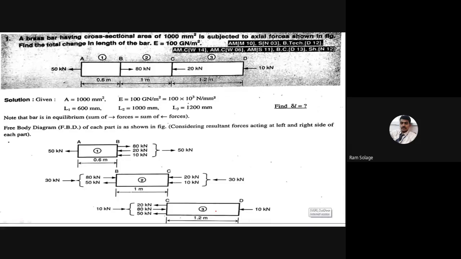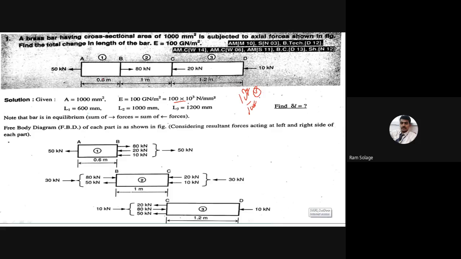Write down given data. Area A is equal to 1000 mm square, elasticity E is equal to 100 giganewton per meter square. We have to convert that giganewton into Newton and meter square into mm square. 10 raised to 9 divided by 10 raised to 6. 10 raised to 6, 10 raised to 6 get cancelled. We'll get 10 raised to 3. Means what? 100 into 10 raised to 3 Newton per mm square.